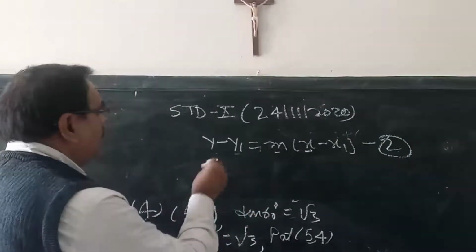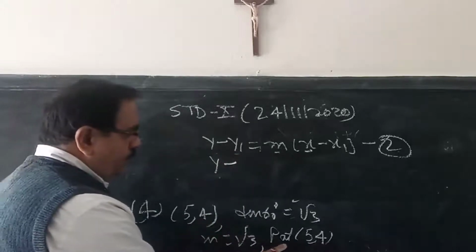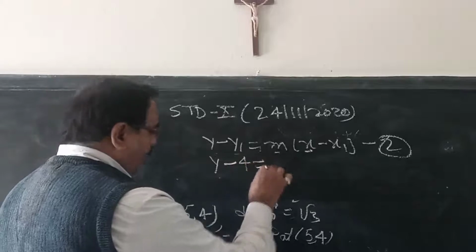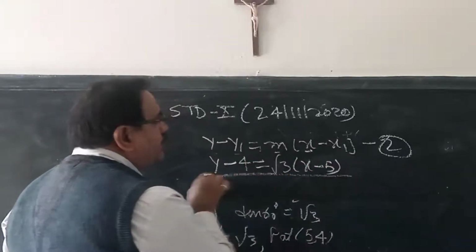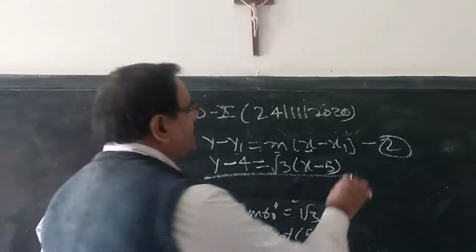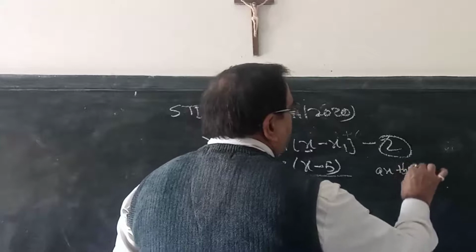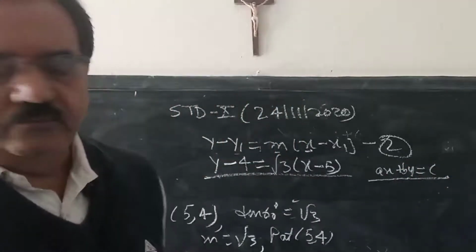So second: y minus 4, since the point is 5, 4, is equal to m, root 3, times x minus 5. Write this in the standard form, ax plus by is equal to c form. That will be your answer.